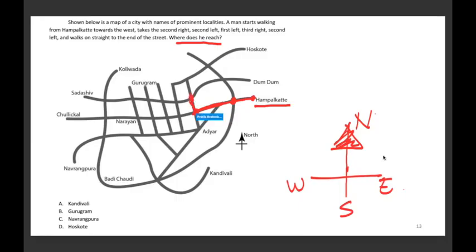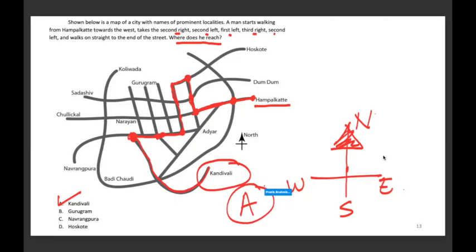This is the first left and the second left. From here, the first left. After first left, third right. So 1, 2 and 3. The third right will come here. After the third right, the second left. So first left and then the second left here. Okay. And after that, he walks straight to the end of the street, which is where he will reach, Kandivali. So option A is the right answer.